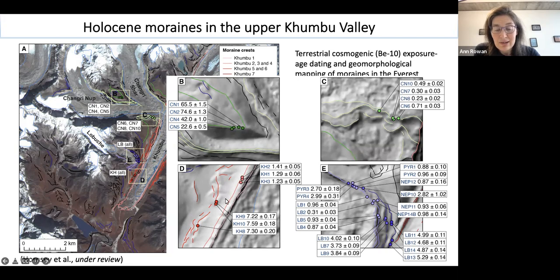And then this is the Khumbu, the lateral moraines of the Khumbu Glacier that we showed you in the photo. We dated a set around 7,000 years and a set around 1,000 years. And these are the Lobuche moraines. This is a lateral-terminal moraine set that appears to have three distinct crests, and we got a lot of samples from those that I'll show you the ages of in a second.